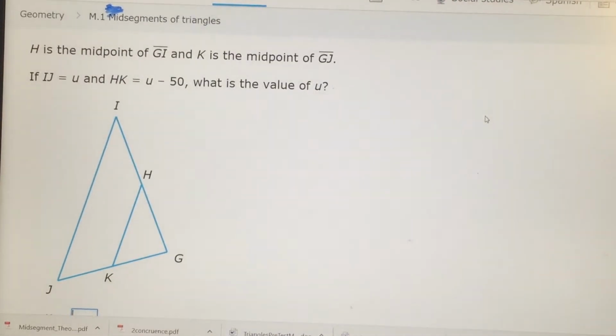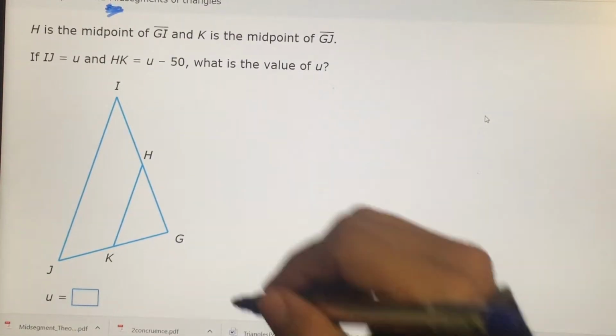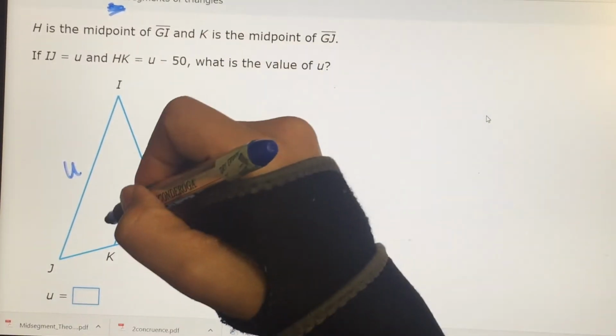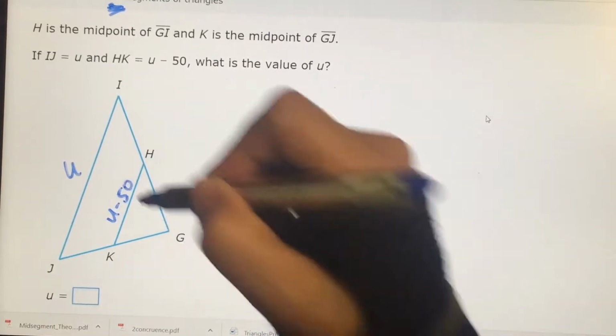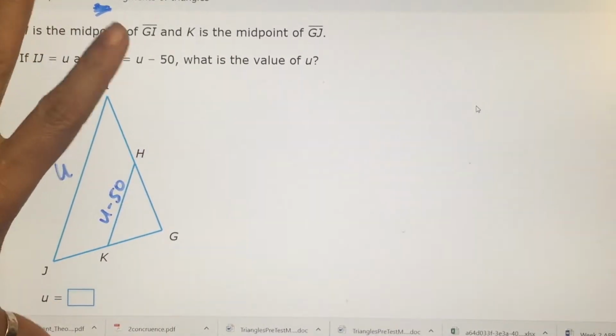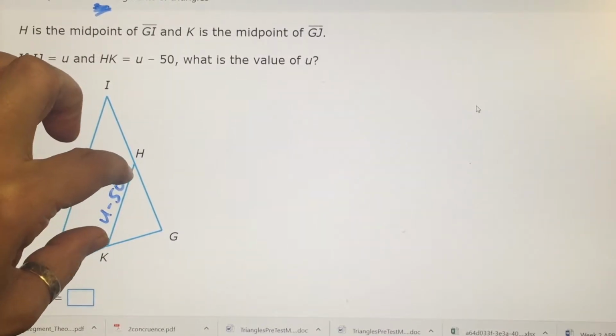All right, now it becomes letters. It doesn't matter. The process is exactly the same. So go ahead and label what they give you. IJ is U. HK is U minus 50. Okay, so let's say that they gave me this. To get this, I'm making it bigger, right? What would I do to this? I'd multiply it by 2.